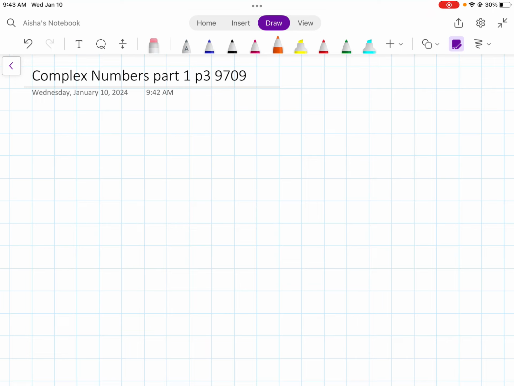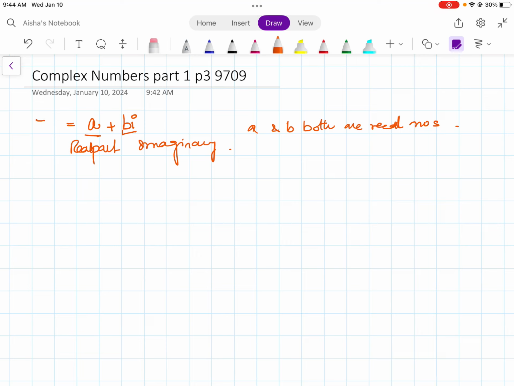Okay, so complex numbers comprise a real part and an imaginary part. This is a real part and this is an imaginary part. A and B both are real numbers. Z can be W, can be anything. Now, the thing is, what is iota?